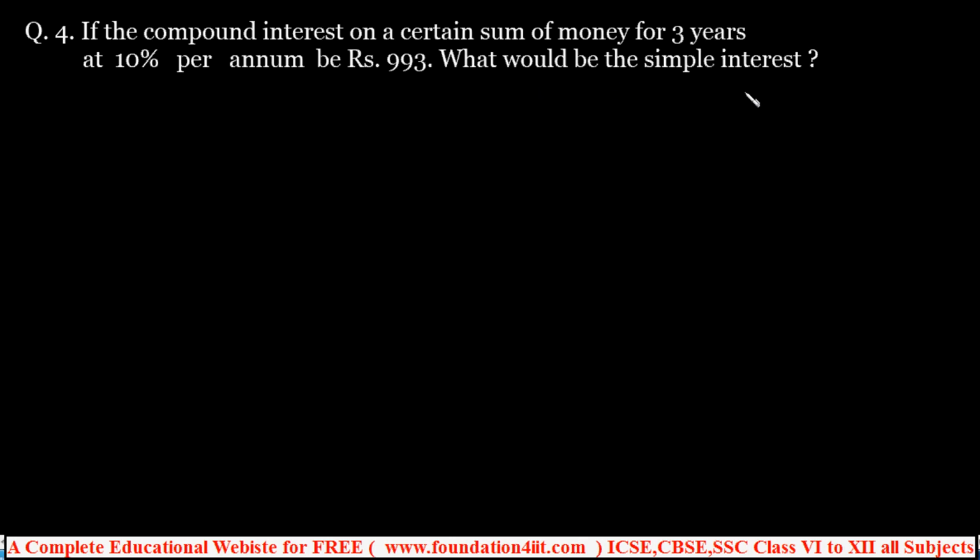To find the simple interest, the formula is PTR by 100. So we must know the P value, that means the principal amount. We should know the sum, but they gave the amount value. Then we know that amount is equal to P into 1 plus R by 100 to the power n, and the compound interest is directly A minus P. So if we substitute the A value in the compound interest, 993 is the compound interest.